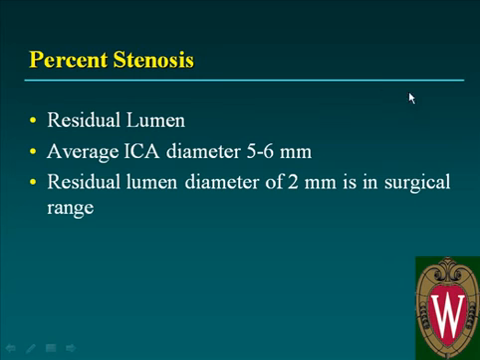Some people have embraced the concept of measuring what's known as a residual lumen at the stenosis. In general, the diameter of the ICA is 5 to 6 millimeters, and if there is a residual luminal diameter of 2 millimeters or less, then the lesion is in the surgical range. That is the greater than 70% diameter reduction.